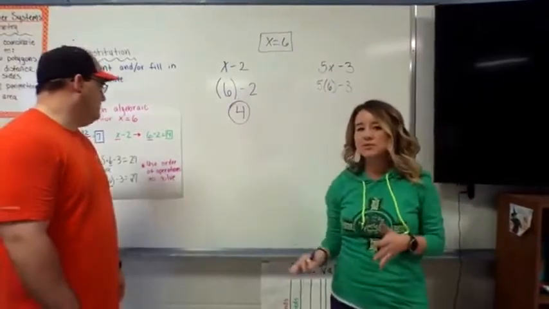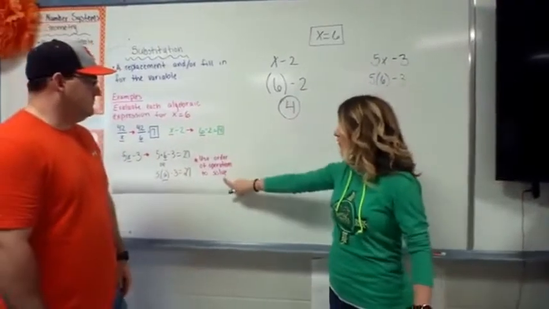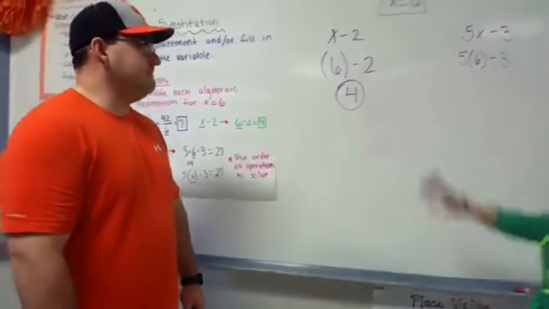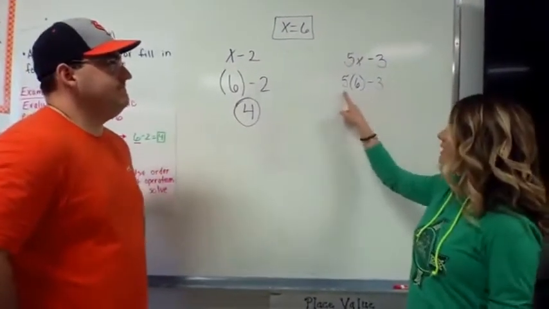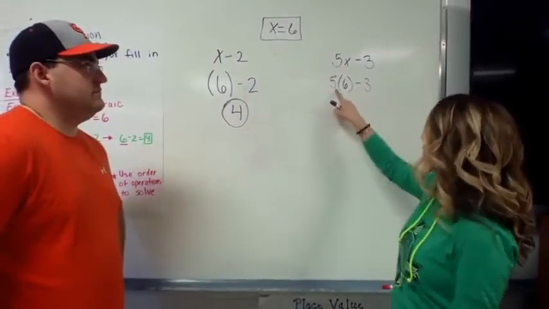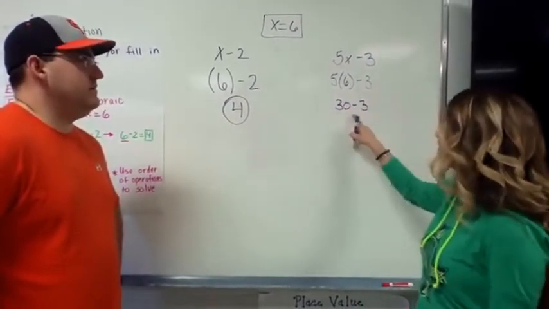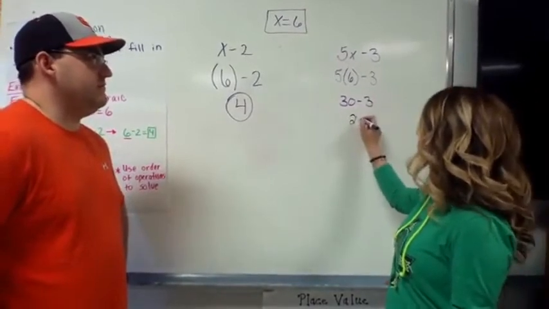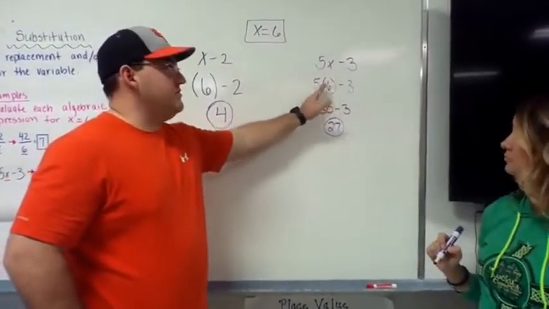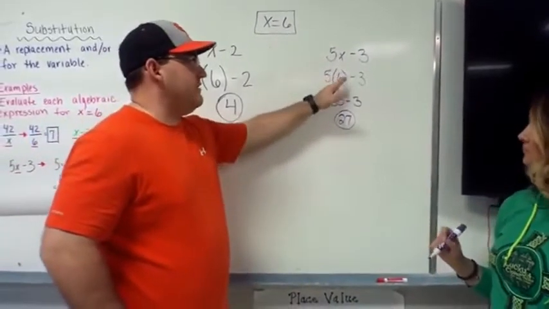Now, when you are substituting, you need to start following the order of operations. Yes. Right here on our anchor chart, it says, use the order of operations to solve. Looking right here, I see that I have multiplication. Multiplication comes before subtraction. So, 5 times 6 would be 30. Bring down the minus and the 3. 30 minus 3 is 27. And if there's no operation between these two, the default operation in algebra is multiplication. So we know this right here is going to be multiplication.